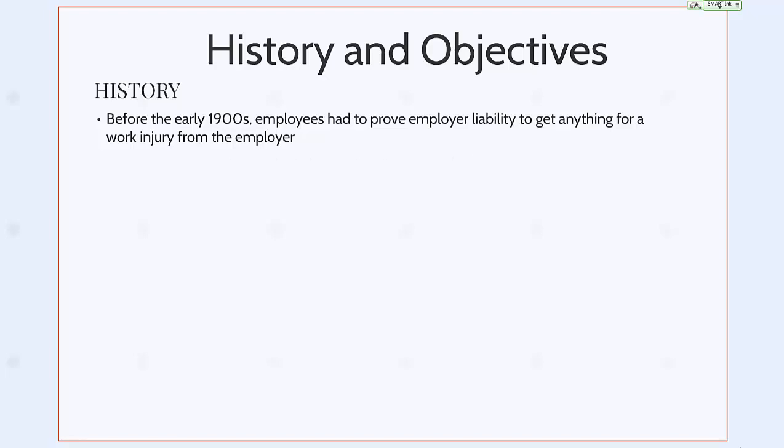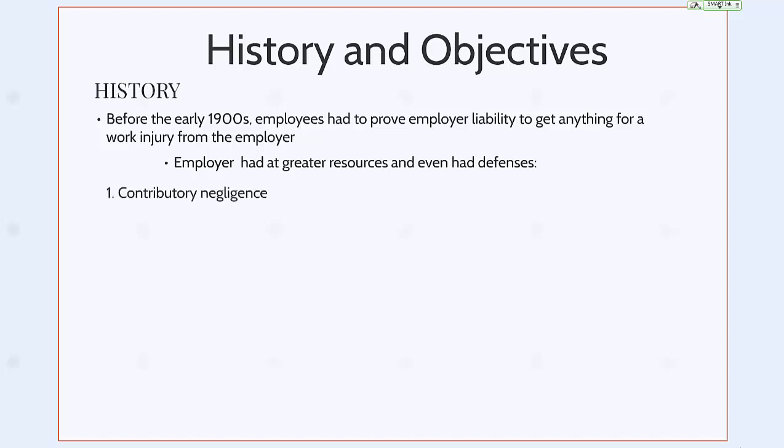This is partly because the employer had greater resources and even had certain defenses, such as contributory negligence, which said that if the employee was even 1% negligent, causing the resulting work-related injury, he or she was barred from recovery, or if a fellow employee was even 1% negligent, causing the work-related injury, the employee was barred from recovery. This is the fellow servant rule.